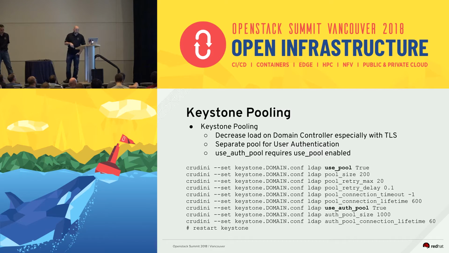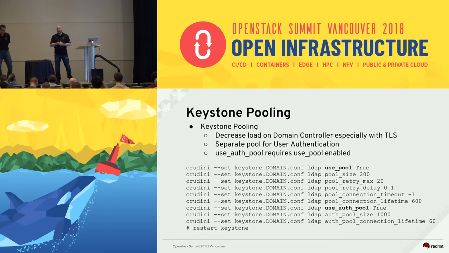Keystone pooling is something that's been in there for quite some time. When an LDAP client makes a connection to an LDAP server, this concept of a connection pool is made. Every time an LDAP client makes a call, it creates a new connection. So when you have multiple connections and you throw in something like TLS, now you're putting an enormous amount of pressure on your LDAP servers to respond. So if you enable pooling, it's going to create a connection and then share that connection for other queries.